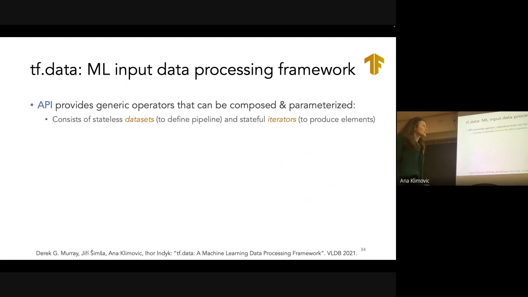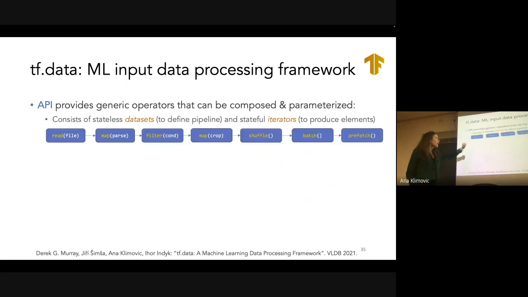What tf.data provides to users is an API in Python that they can use to define their input pipeline. So there's basically a library of operators that you can compose in a chain to build a graph. And you can also parameterize these. So you can, for example, say, read this file, map, and then provide your own user-defined parse function, filter on some condition, another map function, shuffle, batch, prefetch, etc. And so the user defines their input pipeline from this chain of operators.